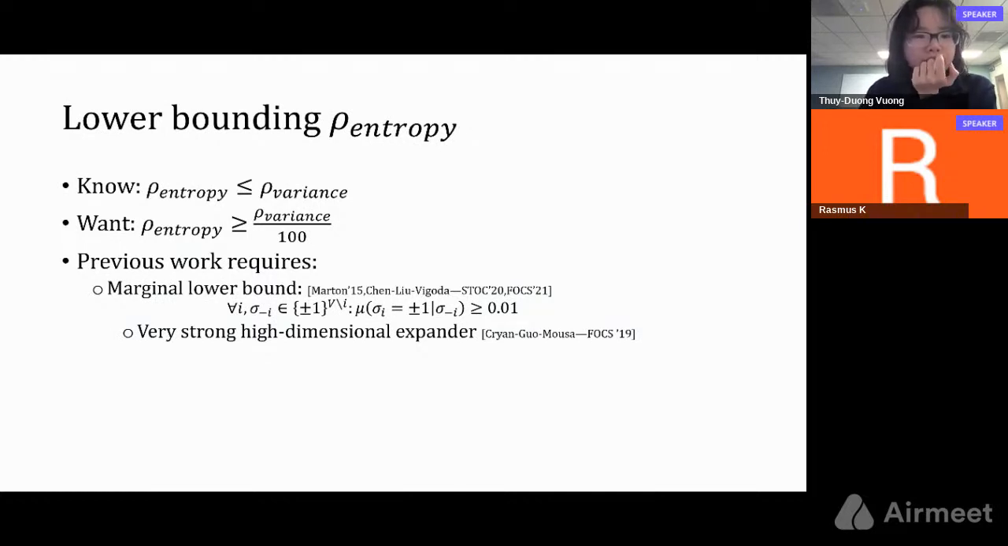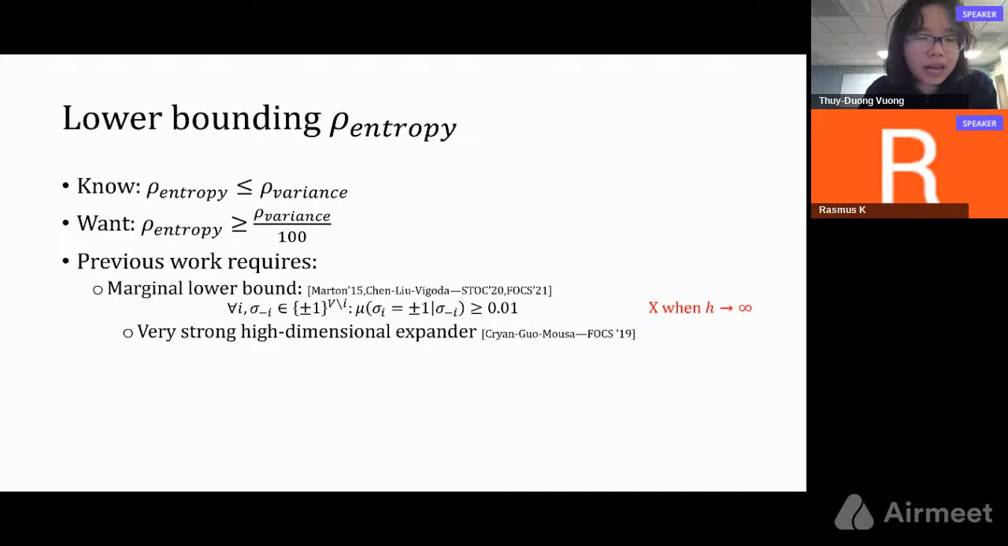In order to establish this, previous work usually required something called the marginal lower bound. For the Ising model, it means that the marginal of the spin i being set to plus or minus, conditioned on any arbitrary configuration of the remaining spins, will be at least some small constant. But unfortunately, this doesn't hold when the external field H is large.